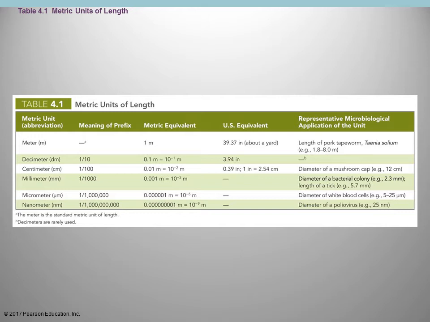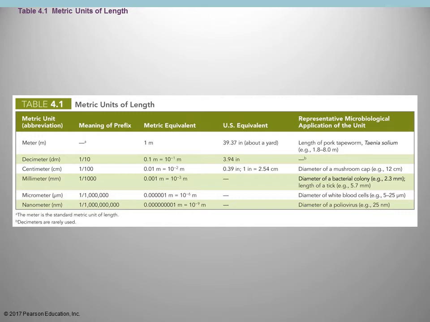The basic unit in the metric system is a meter. It's about 39 inches. And remember, in the metric system, everything is a base 10 unit. So a decimeter, there are 10 of those in 1 meter. A centimeter, there's 100 of those in 1 meter. A millimeter, there's 1,000 of them. A micrometer, as you can see, there would be 1 million of those in a meter.